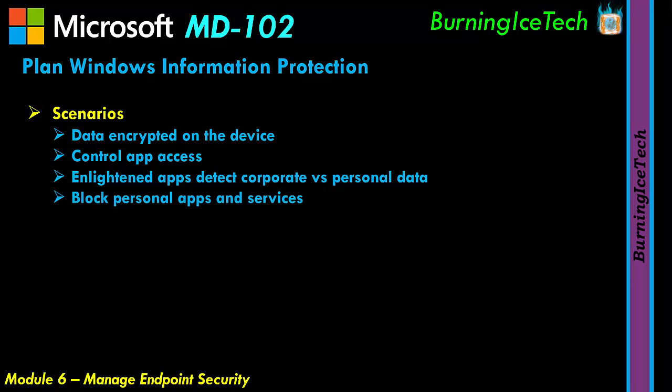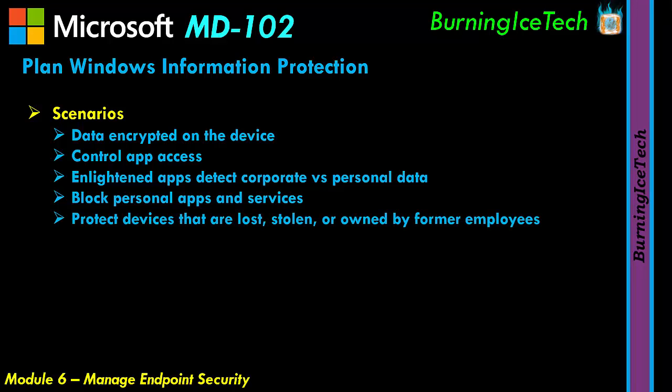You can also prevent use of personal apps and services. You can prevent accidental release of organizational data to public spaces and social media by preventing users from using applications such as personal OneDrive to store files. You can also prevent users from copying data from allowed apps to Twitter or Facebook. You can protect devices that are lost, stolen, or that are owned by former employees. You actually have the ability, mind you, to remove organizational data and unenroll any devices that are enrolled in Intune, including personal devices, even if a device is lost or stolen.